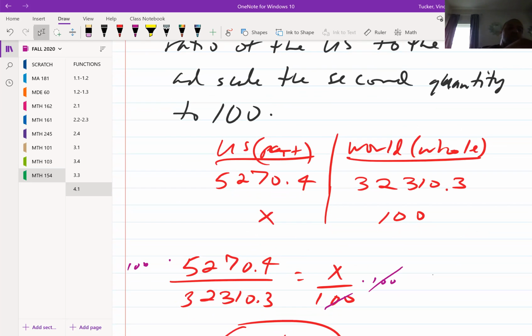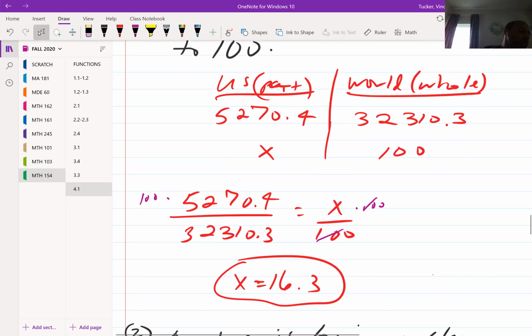And we set up our proportion this way. Cross multiply or multiply by 100, once again, is your option. Either way, you'll get the same result. And X will be 16.3.